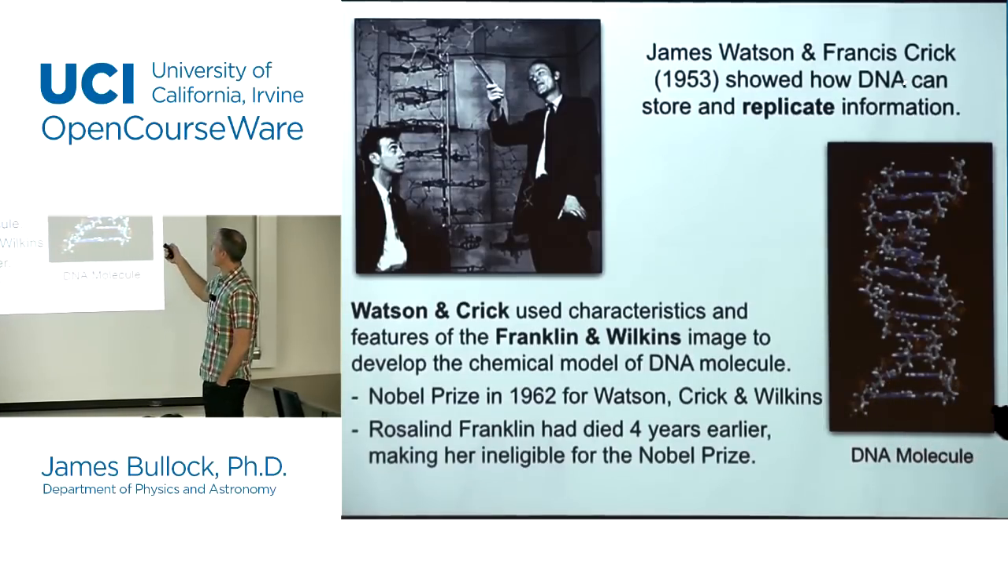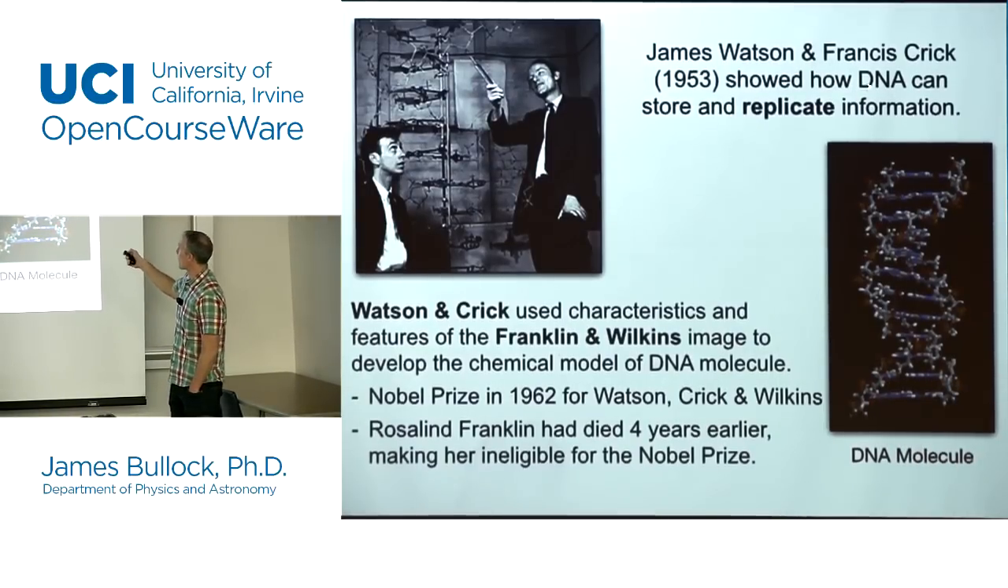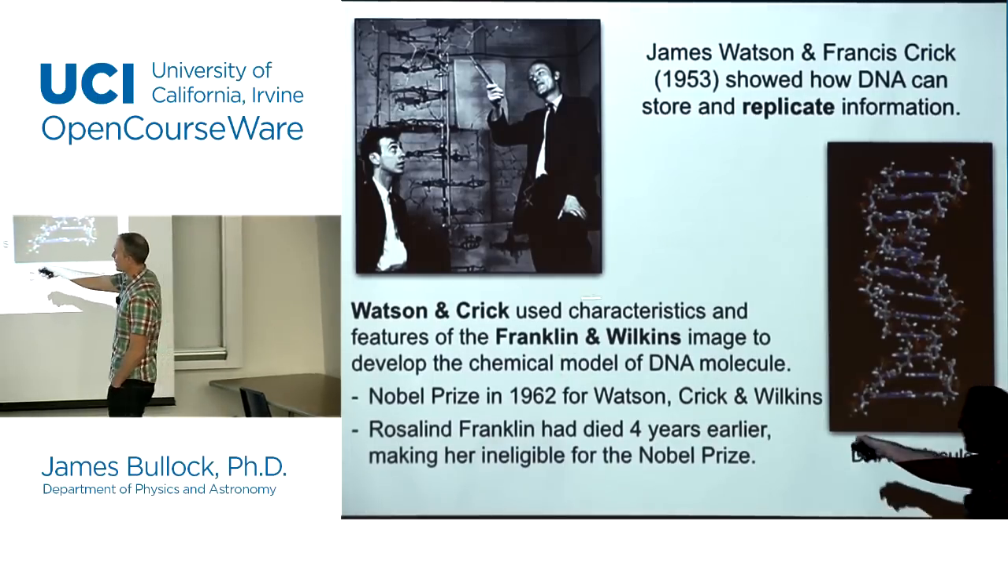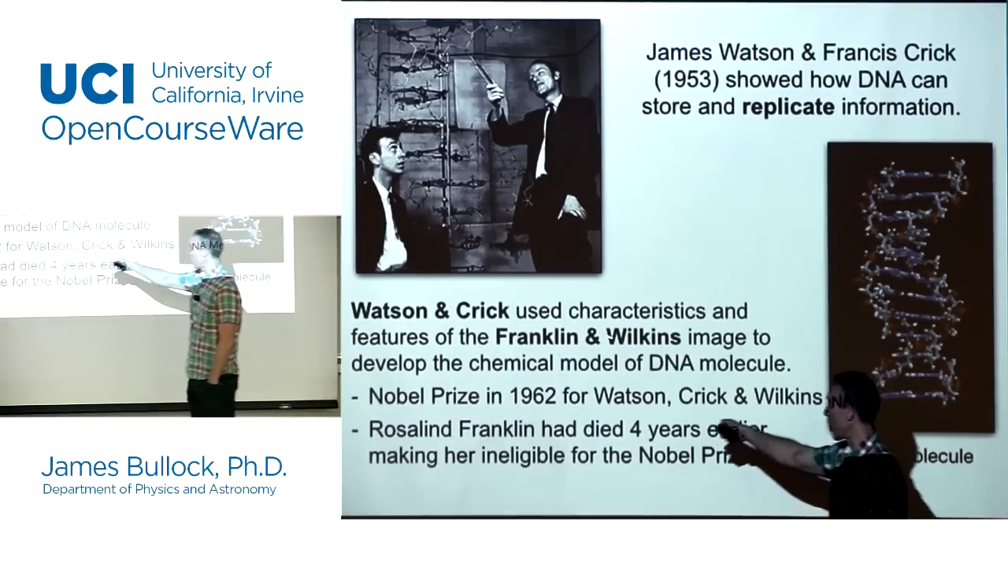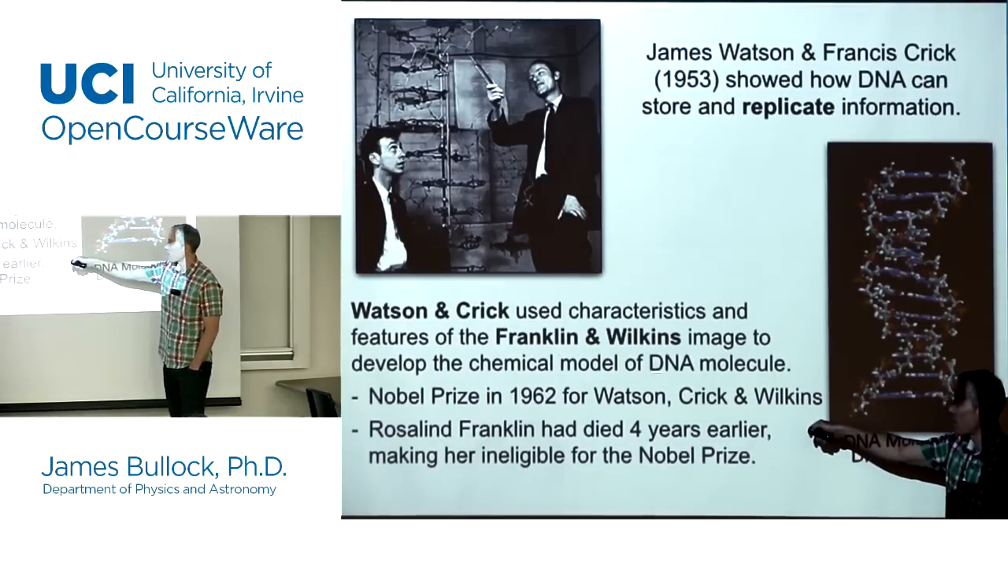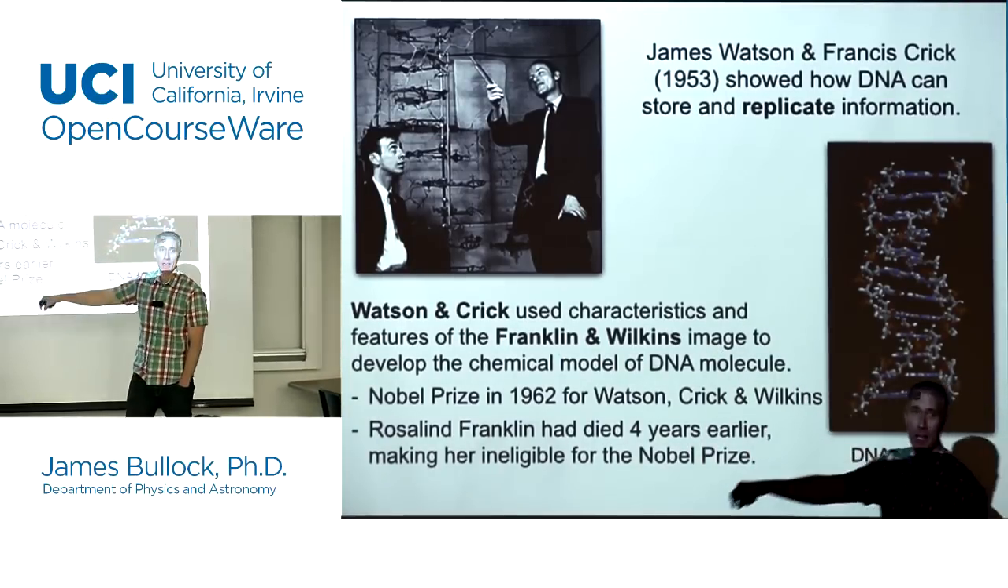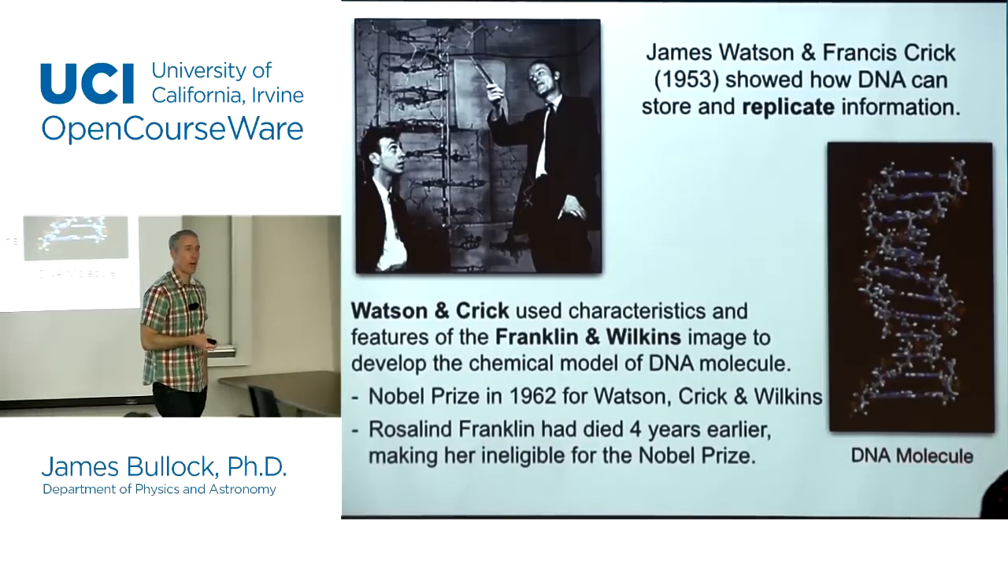In 1953, they showed that DNA can store and replicate information, and that it was constructed in this double helix way. Effectively, what they did is they used the characteristic features in the Franklin and Wilkins image to develop a chemical model of DNA that worked. And in 1962, they received the Nobel Prize for doing this.